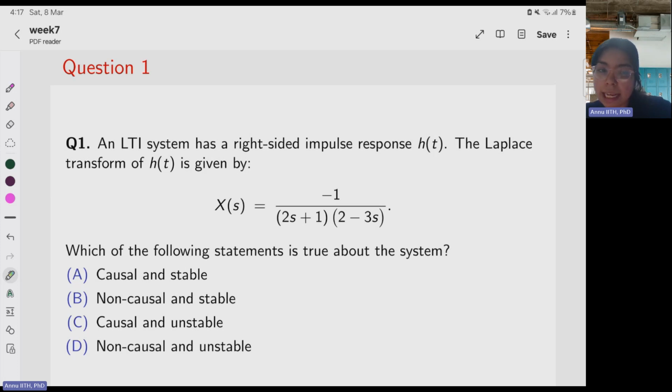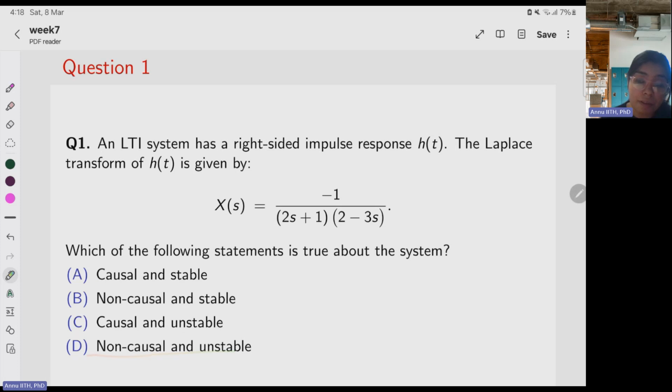Question number one: an LTI system has a right-sided impulse response h of t. The Laplace transform is given by H of s equals -1 divided by 2s plus 1, multiplied by 1 divided by 2 minus 3s. Which of the following statements is true about the system? Option one, causal and stable. Option two, non-causal and stable. Option three, causal and unstable. Option four, non-causal and unstable.